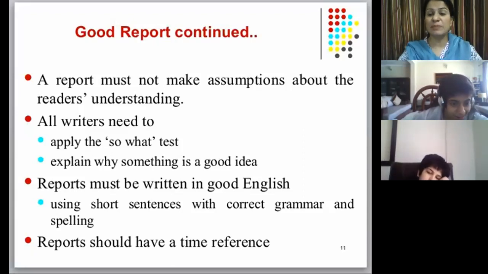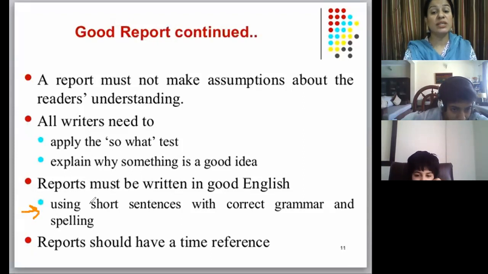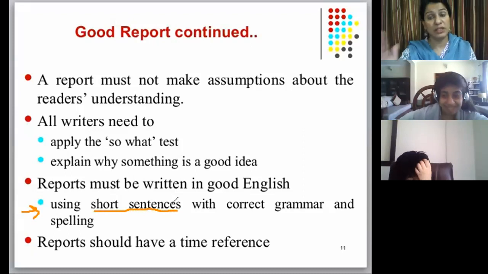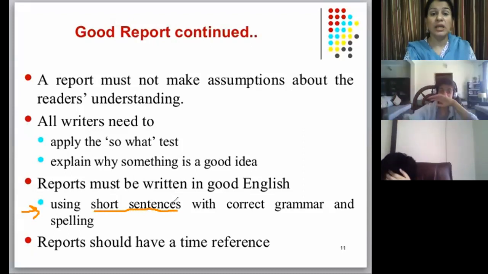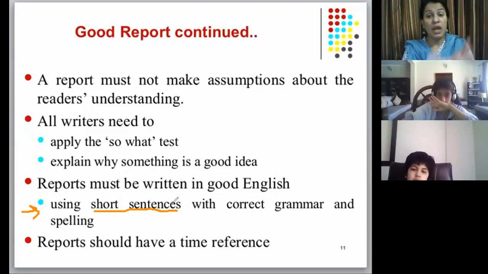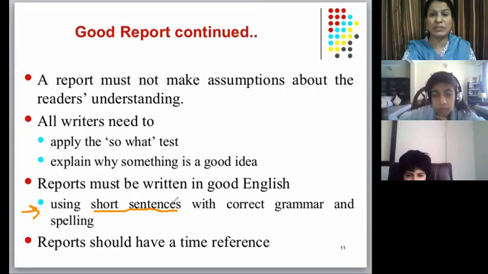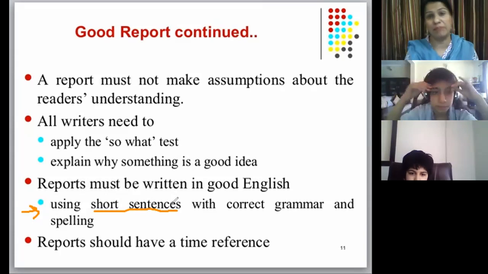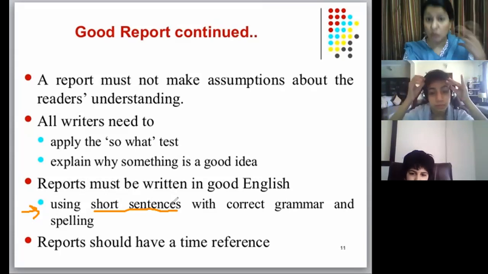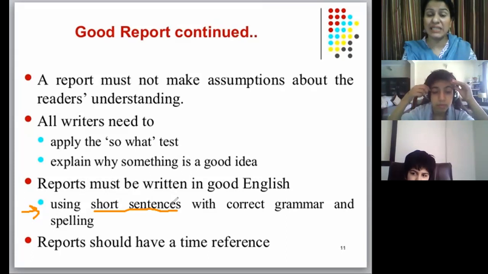Reports must be written in good English using short sentences with correct grammar and spelling. This point is very important. Using short sentences, learn to give full stops. Learn to put full stops very quickly. Keep your sentences short. The longer the sentence becomes, the more it turns from simple to compound, from compound to complex compound, the idea becomes twisted, and the main idea that you want to present might be lost.